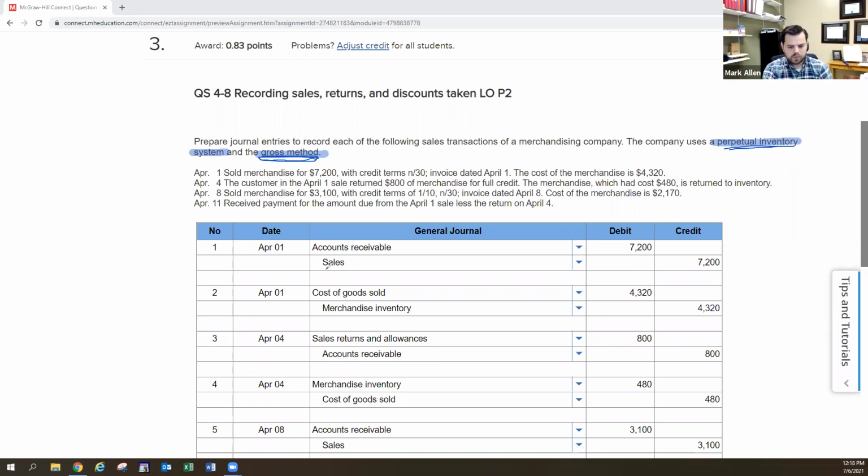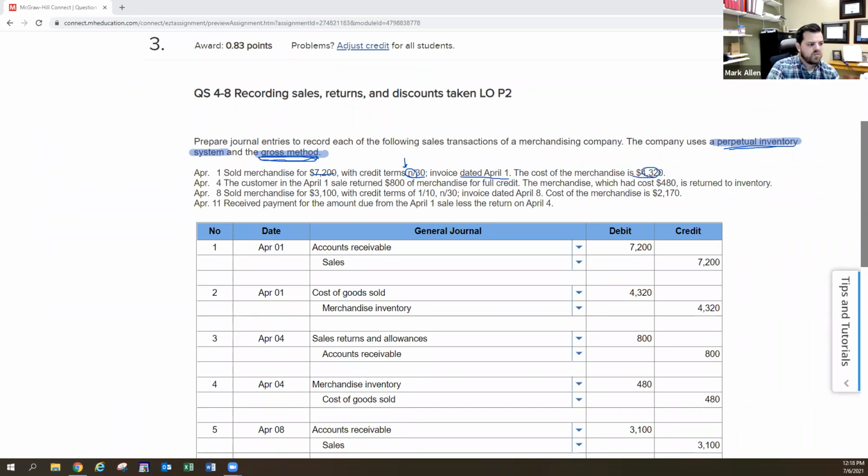So on April the 1st, we see that we sold merchandise for $7,200 with credit terms in 30. Notice, right, no discount here. So the credit terms are that this is just due in 30 days. Dated April the 1st, cost of the merchandise was $4,320.